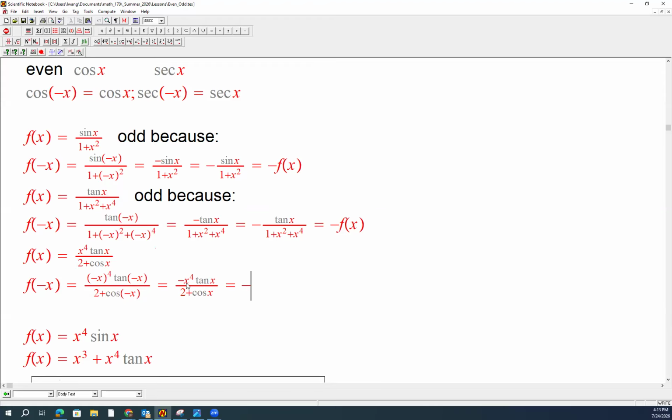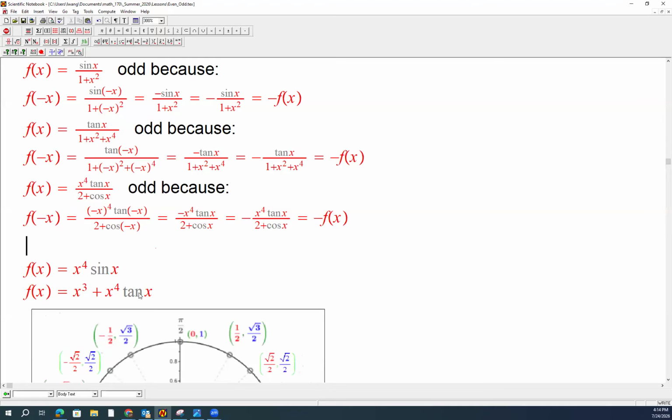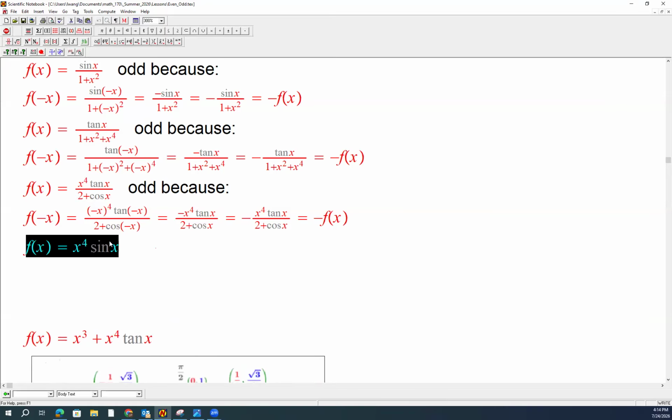So this way we got almost the same, except we bring the negative sign in front of it. So this is negative f of x. This function is once again odd. So this is how we show it's odd. And there are 2 more. They are very similar. I think by this time you already got the hang of it. You just make sure you practice with it.